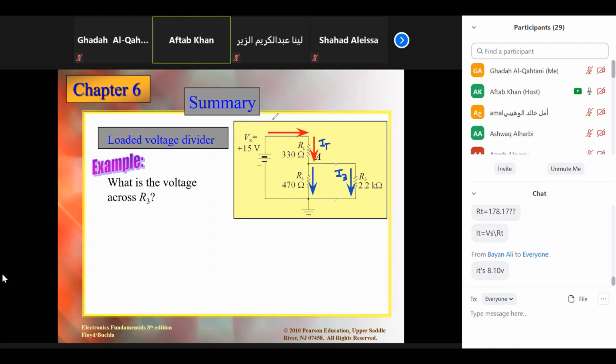Okay. So all of you, those who are calculating, how much did you calculate for R23? Mariam, Shahad, Bayan, all. 387. Okay. So, if you calculate this one, this way you can calculate.